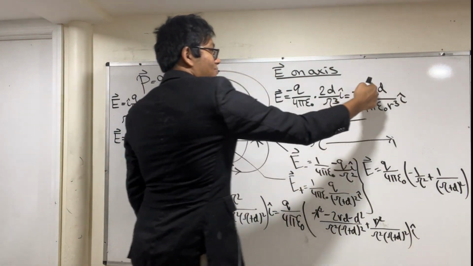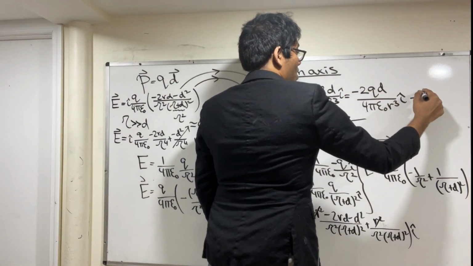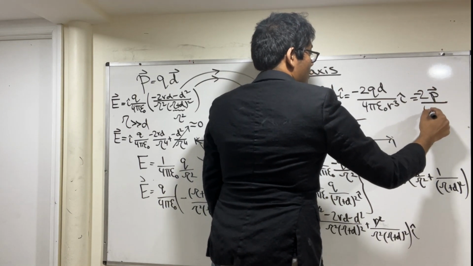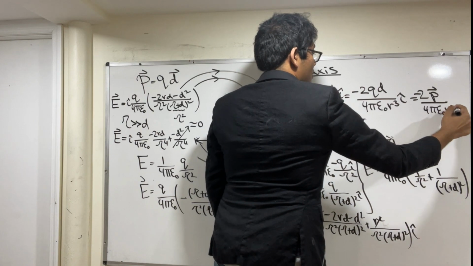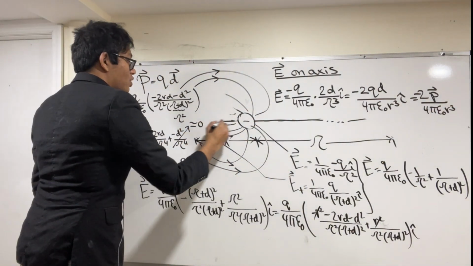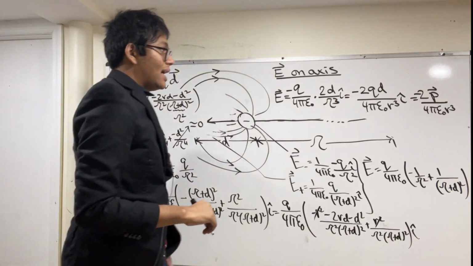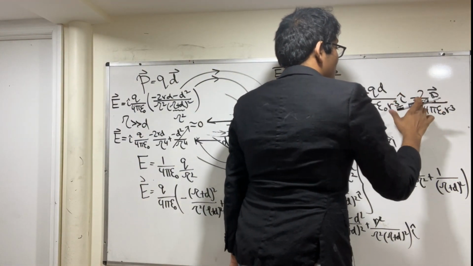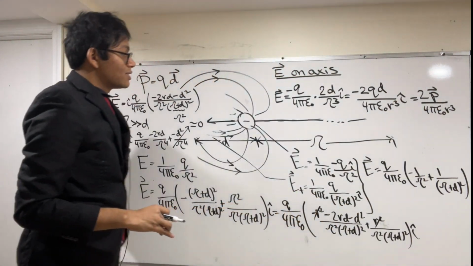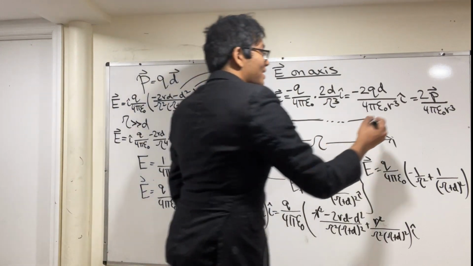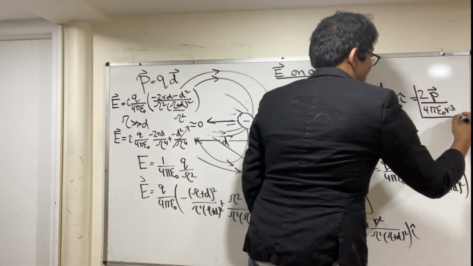And of course, this is my dipole moment right here. So if you want, you can write it like this: minus 2p over 4 pi epsilon naught r cubed. And I should have mentioned the dipole moment always goes from the negative charge to the positive charge. And so this minus is actually going to be incorporated into the dipole moment, since it's going in the minus direction. So this is the electric field on the axis of a dipole.